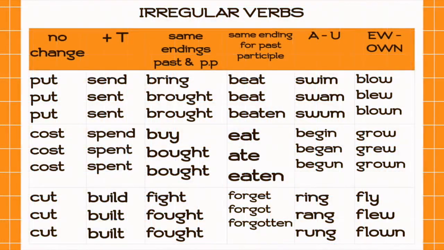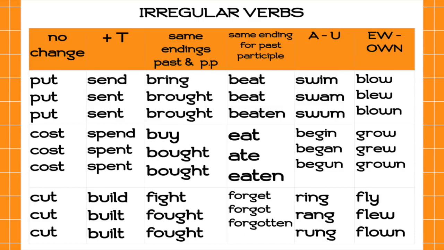Now let's look at the irregular ones. So let's look at my diagram. On my first group, I listed the ones that you do not change, and they are put, put, and put. Cost, cost, cost. Cut, cut, cut. The second group, they replace the D with a T, as in send, sent, sent. Spend, spent, spent.